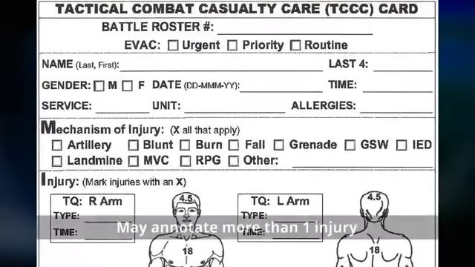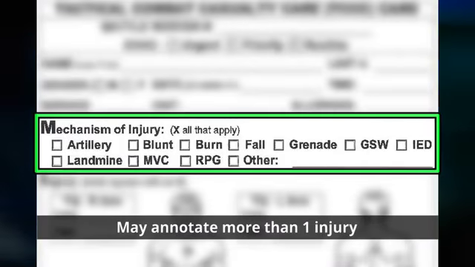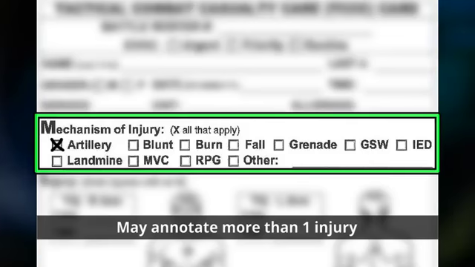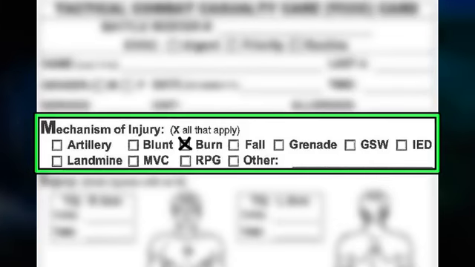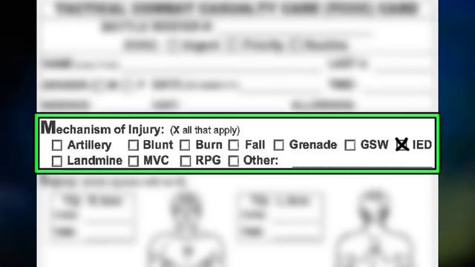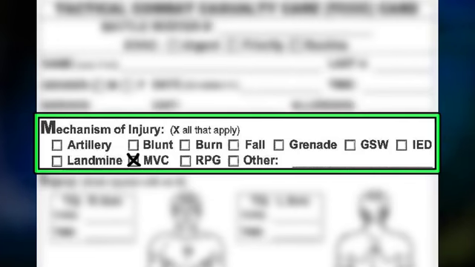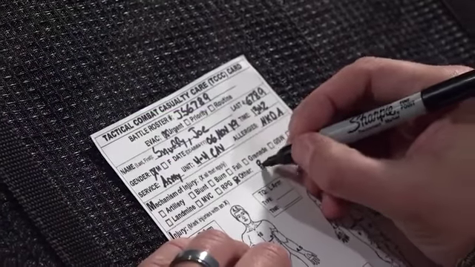You may need to annotate more than one injury. Most of the definitions and acronyms are self-explanatory, but they include artillery, blunt injury, burn, fall, grenade, gunshot wound, improvised explosive device, landmine, motor vehicle crash or collision, rocket-propelled grenade, or other, where you would need to write in a description.